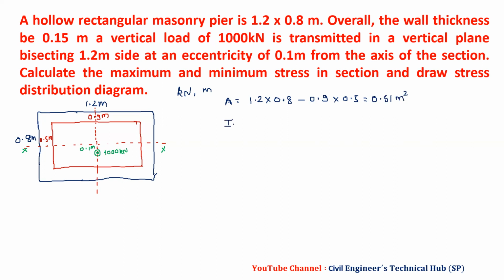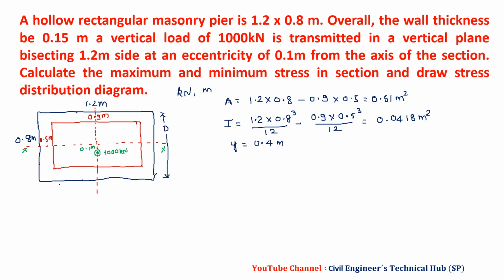Now I, we have to find out. B we have 1.2, D we have 0.8 cube by 12, minus we have 0.9 into 0.5 cube by 12. And we will get value of I, that is equal to 0.0418 meters to the fourth. Now y we have 0.4 meters, because we have this as depth and this as width.